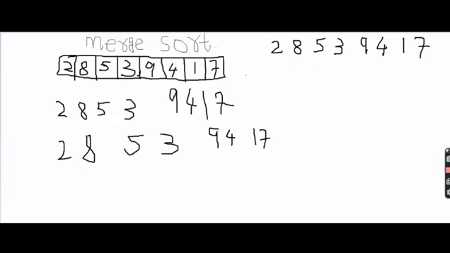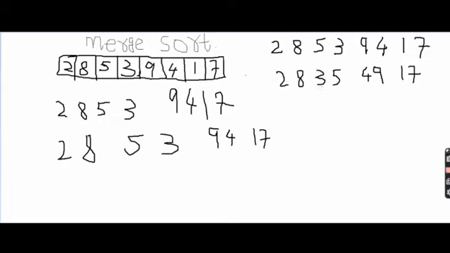Now we would merge two elements one by one and sort them. Merging the 2 and 8 gives us 2 and 8. Merging the 5 and 3 gives us 3 and 5. Merging the 9 and 4 gives us 4 and 9. We are sorting them recursively. Merging the 1 and 7 gives us 1 and 7. So we have merged the individual elements into pairs, and now we have four sets.